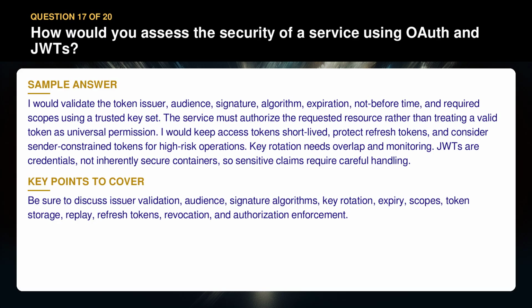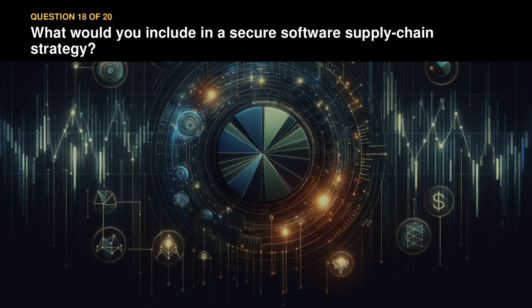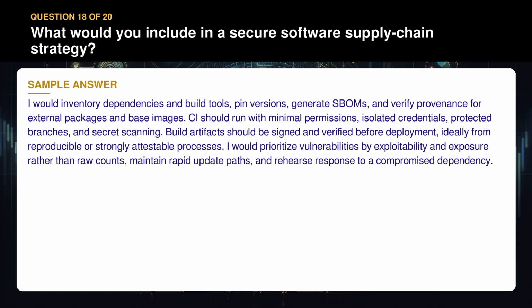authorization enforcement. Question 18. What would you include in a secure software supply chain strategy? I would inventory dependencies and build tools, pin versions, generate SBOMs, and verify provenance for external packages and base images. CI should run with minimal permissions, isolated credentials, protected branches, and secret scanning.